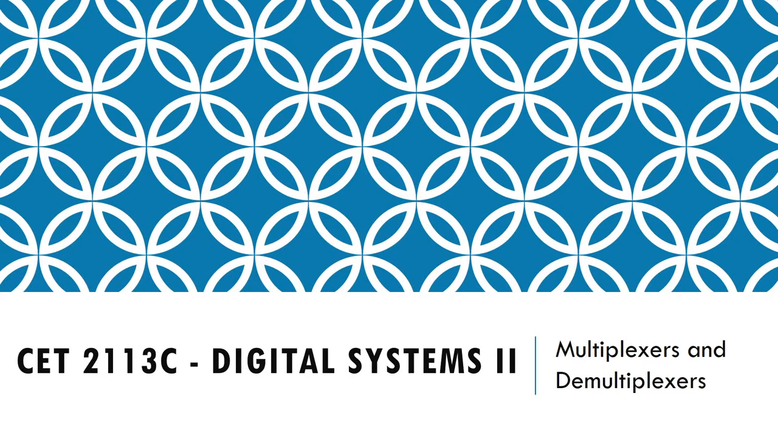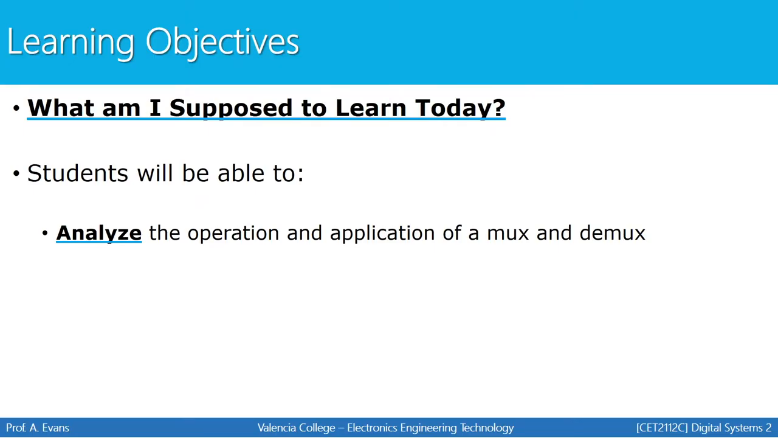Welcome back to Digital Systems 2, and in this video we're going to discuss multiplexers and demultiplexers. We only have one basic objective in this particular video lecture, and that's to just learn what is a multiplexer, which we call a MUX for short, and what is a demultiplexer or a DMUX, how do they work, and what are some applications.